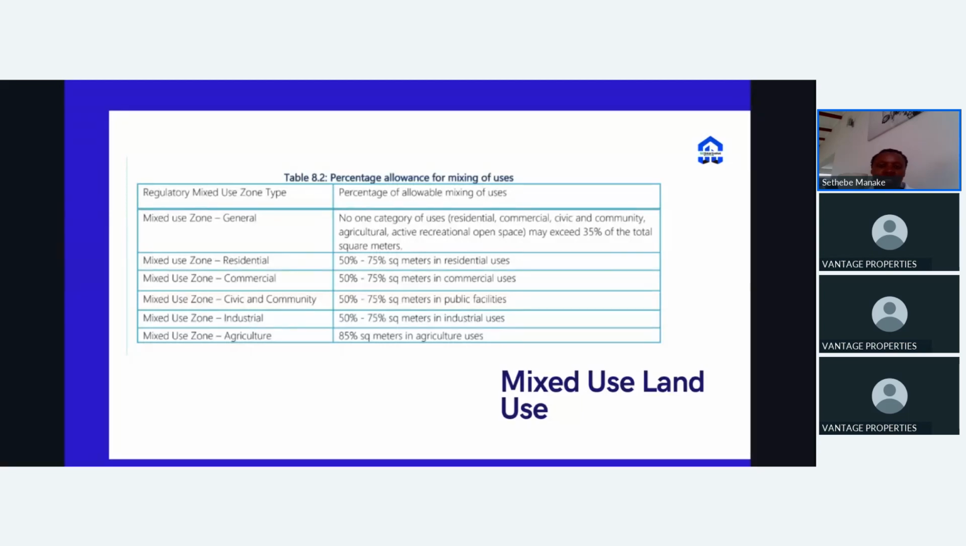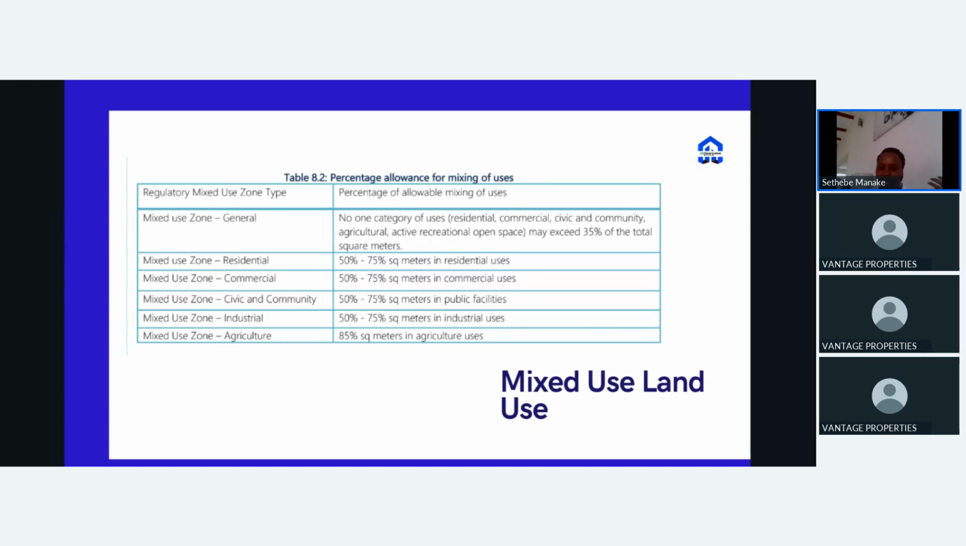Exceed more than 35% of the total square meters. So none of them takes priority over the other one. And then highly mixed use residential, between 50 to 75% must be residential, right? And then you say office commercial the remaining 50 to 25%, right? If it's a mixed use commercial, then check certificate. If it's a mixed use commercial, also the commercial uses have to be 50 to 75%.